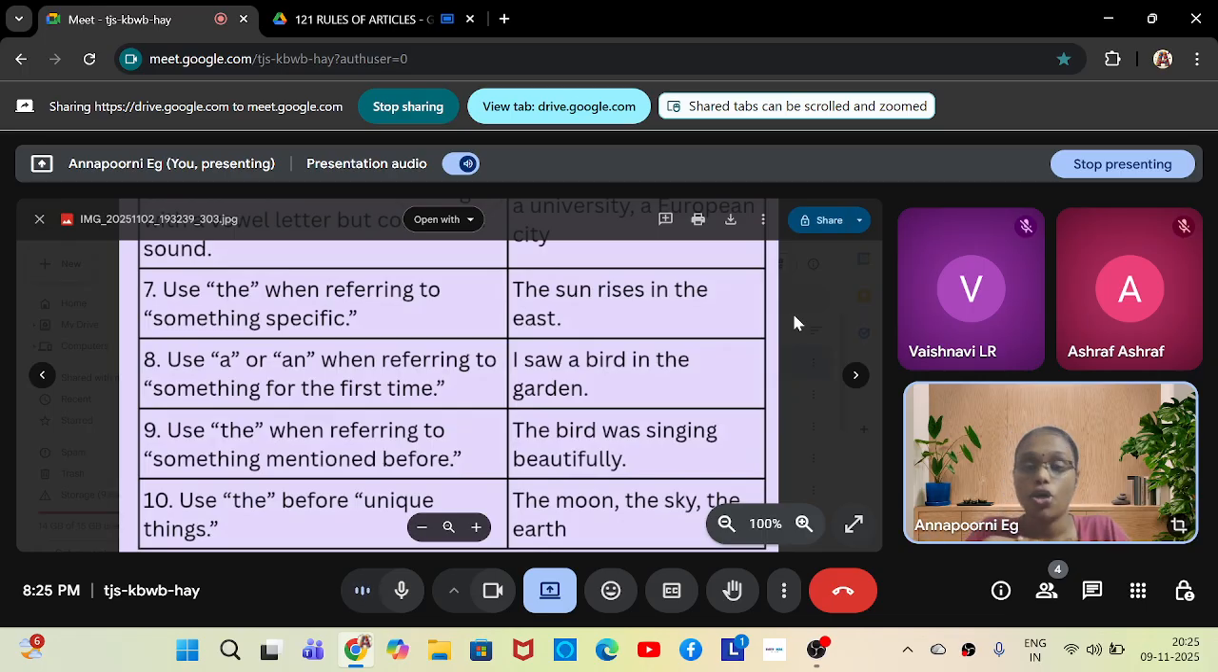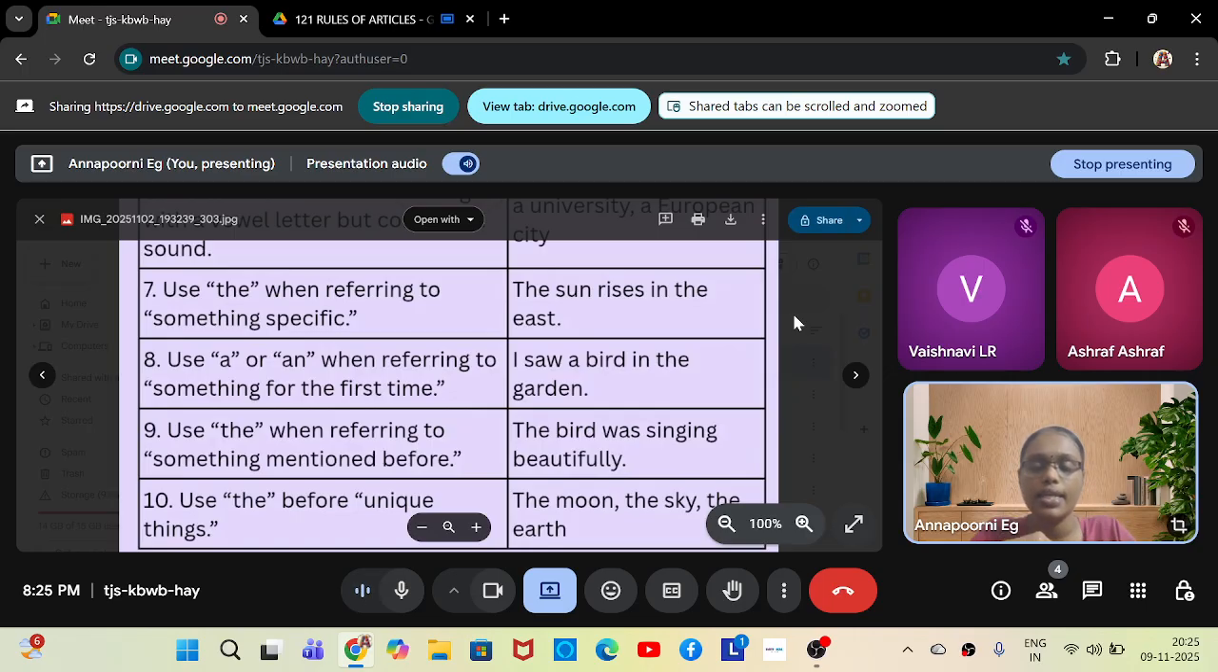So you are telling I saw a bird in the garden. Garden is already there, you know. There is a garden near your house. So you know that garden already. But you are speaking about a bird that you saw for the first time. So you are using indefinite article, a or an. So I saw a bird in the garden.